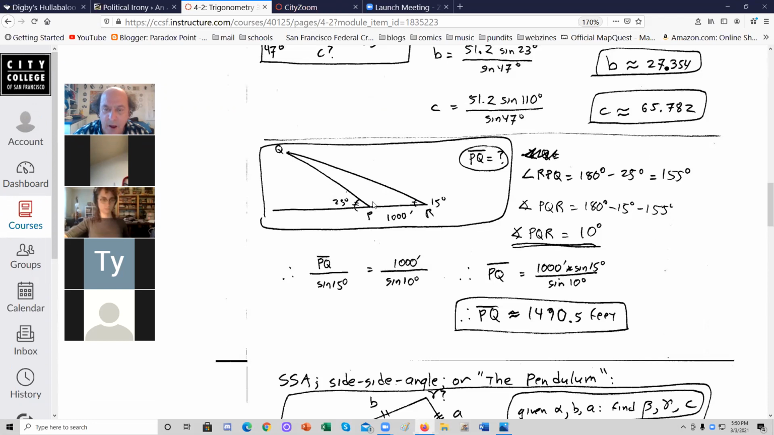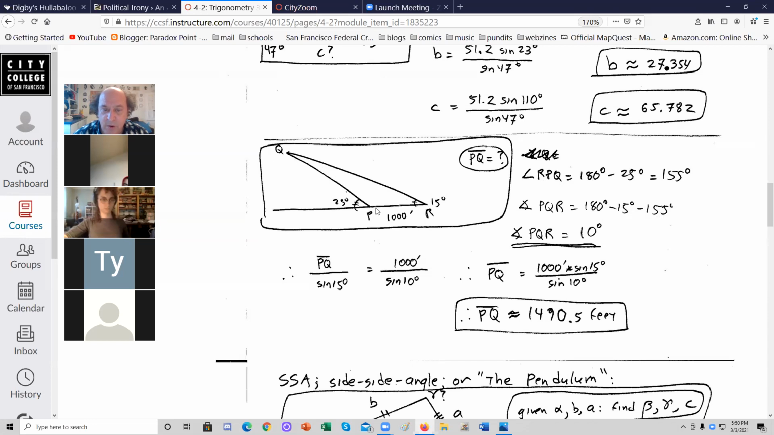Now, RPQ, this angle here, is 180 minus 25, which is 155 degrees. So this sharp angle here, PQR, is 180 minus 15 degrees minus 155, which comes out to 10 degrees. Okay, 10 degrees here, which is opposite the 1,000 feet here. And then this side we're looking for is opposite the 15 degrees.